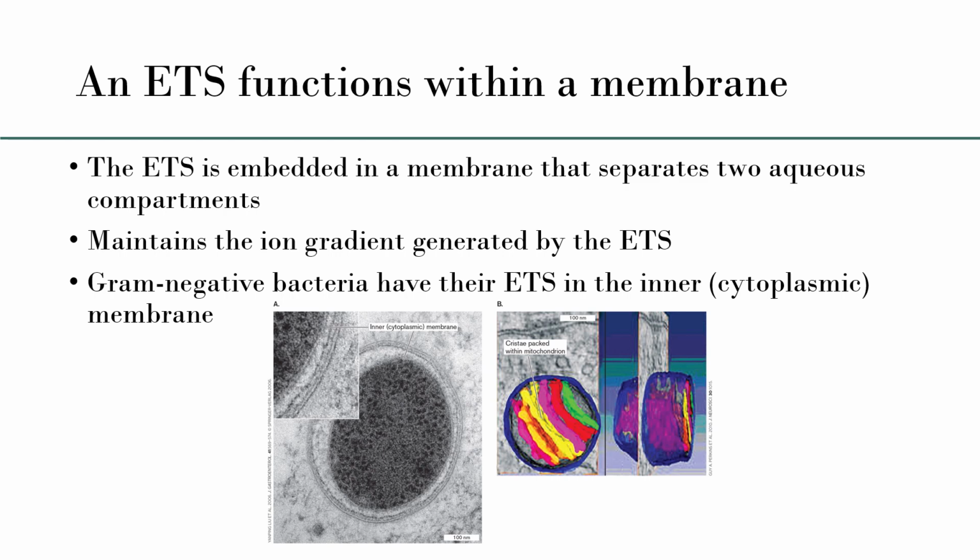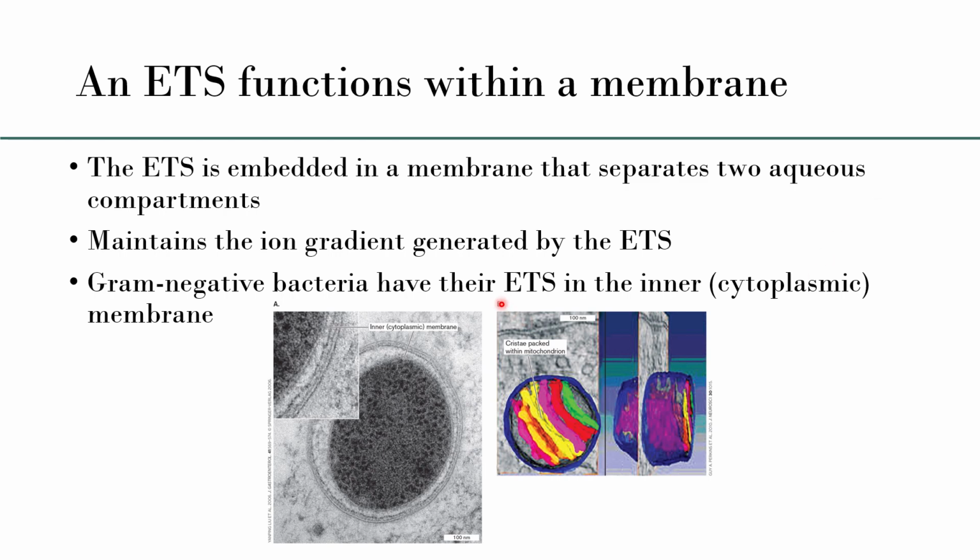Now, electron transport systems are built within a membrane. So you have to have a membrane in order for these to occur. And they're usually going to maintain an ion gradient, where one of the aqueous compartments on one side of the membrane has lots of protons, and the other aqueous compartment does not. That way we can keep that proton potential flowing into the cell, and we can use that to power ATP synthase.